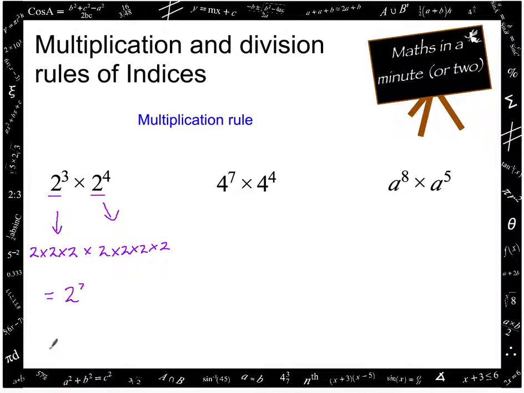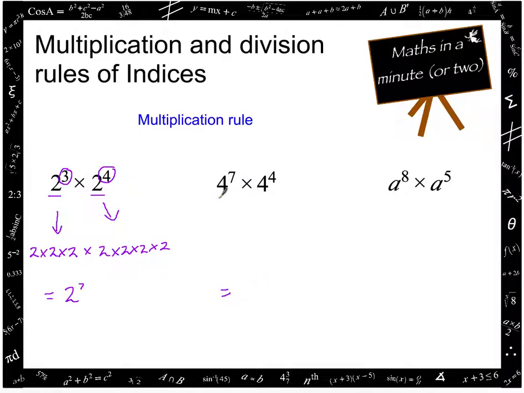Now we don't need to evaluate this, that means work out the actual answer, unless it says the word evaluate. So if it says leave in index form, this is what the answer is. So as you can see, to get from the first answer here, all you have to do really is to add 3 and 4 together. So 3 add 4 tells you how many 2's there were, so the answer is 2 to the power of 7.